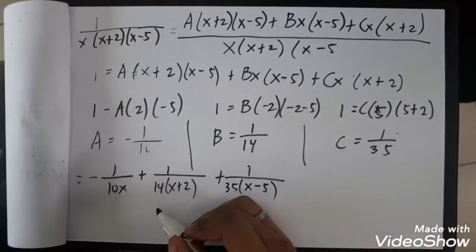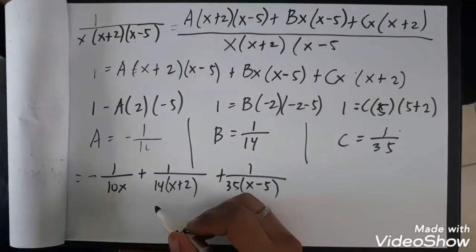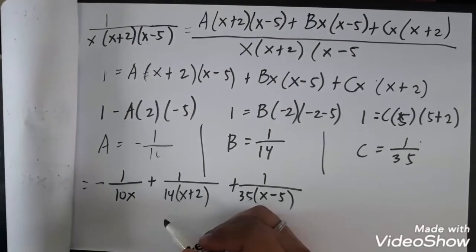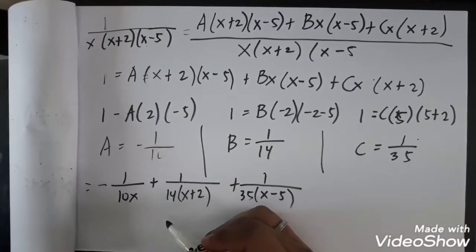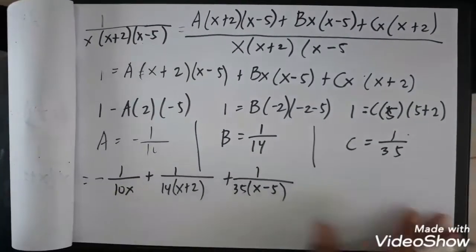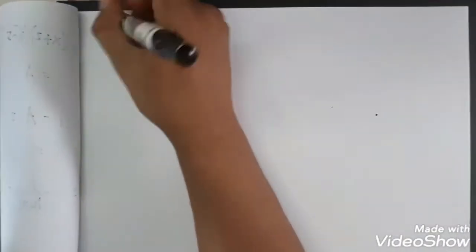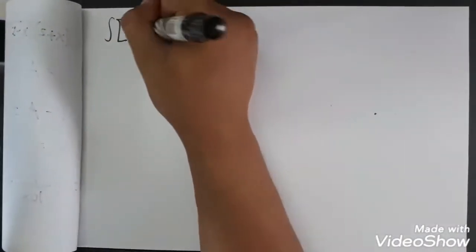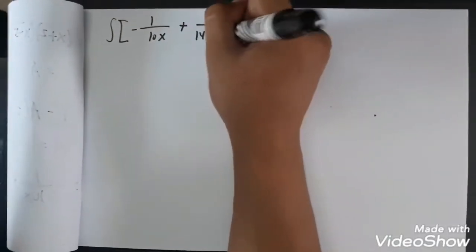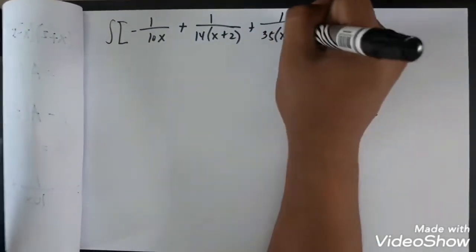So this expression is equivalent to what you started with, but it's much easier to integrate. To do so, use the sum rule to break it into three integrals, the constant multiple rule to move fractional coefficients outside each integral, and variable substitution to do the integration. So let's integrate negative 1 over 10x plus 1 over 14(x plus 2) plus 1 over 35(x minus 5).